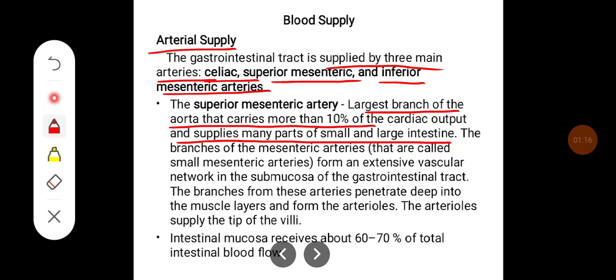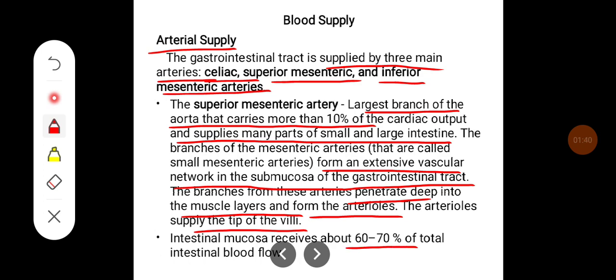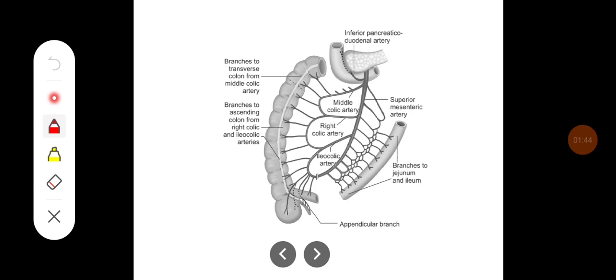The branches of mesenteric arteries, that are called small mesenteric arteries, form an extensive vascular network in the submucosa of the gastrointestinal tract. The branches from these arteries penetrate deep into the muscle layers and form the arterioles. The arterioles supply the tip of the villi. Intestinal mucosa receives about 60 to 70% of the total intestinal blood flow. So this diagram shows the blood supply to the intestine.